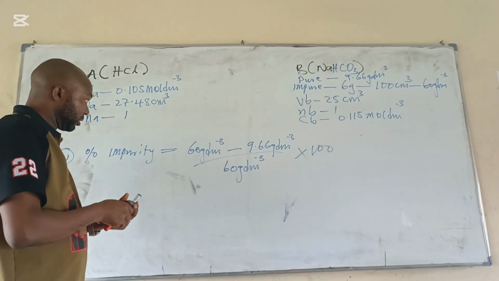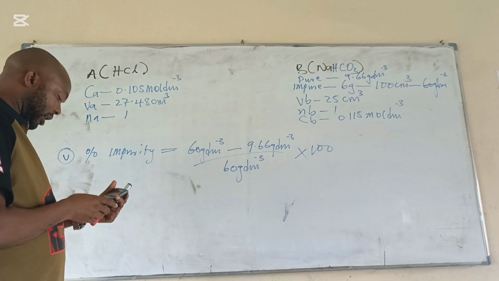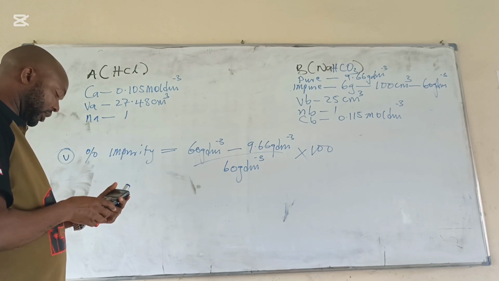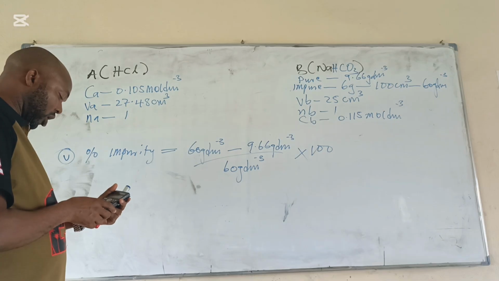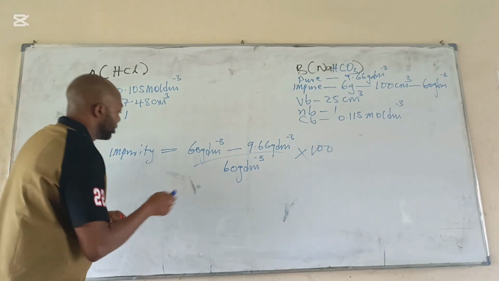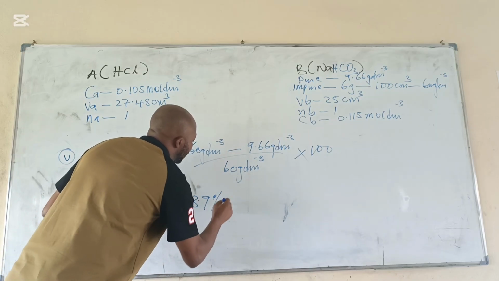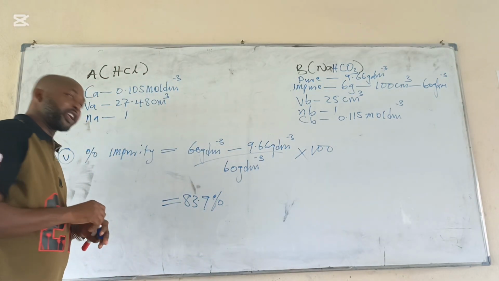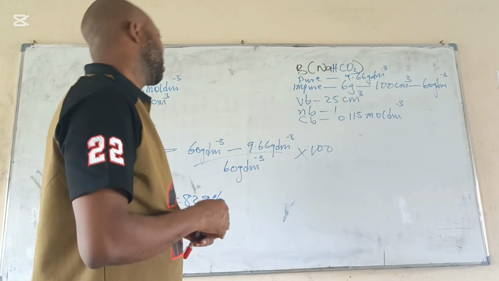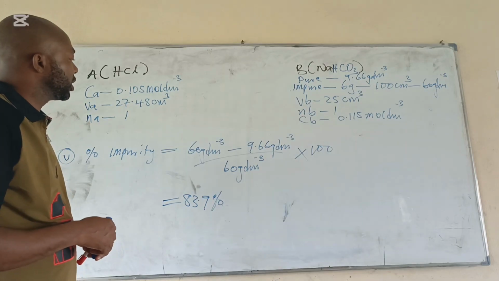So I can say 60 minus 9.66 divided by 60 times 100. That is 83.9. 83.9% impure. The rate of impurity is very high. So that is it. We've been able to do justice to the needful.